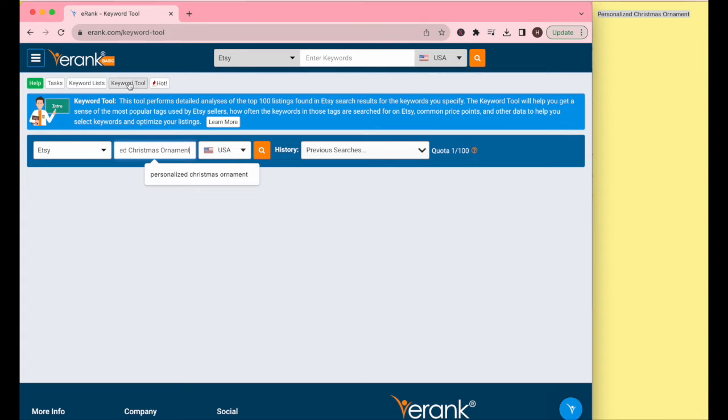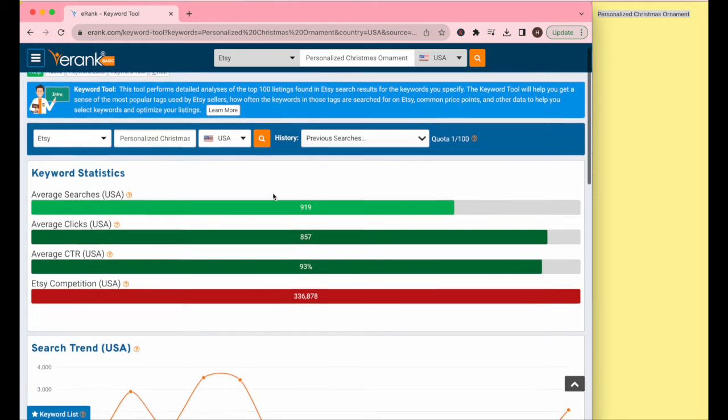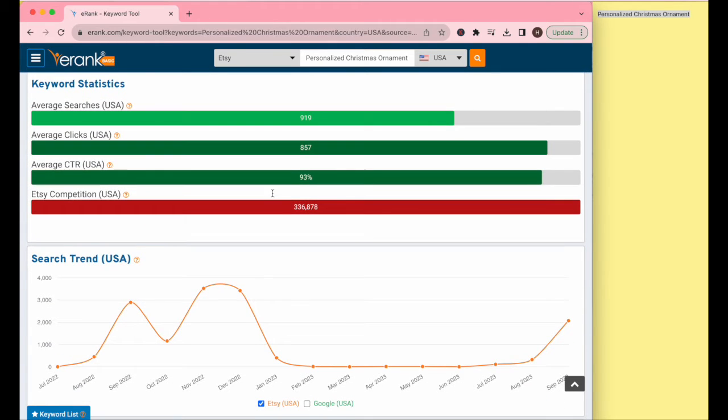So first I went to the keyword tool. This is pretty much the only thing I use in ERank. ERank is my favorite tool. It's what I started using, and so it's just kind of what's familiar to me. So I'm gonna search. We do personalized everything, so I'm just gonna start with personalized Christmas ornaments.